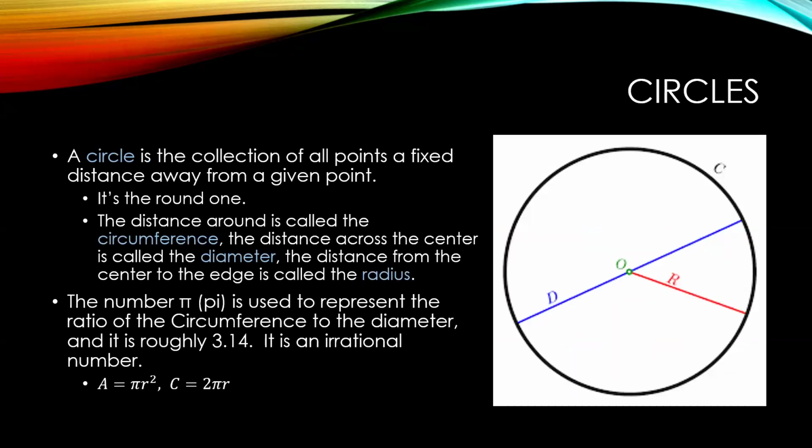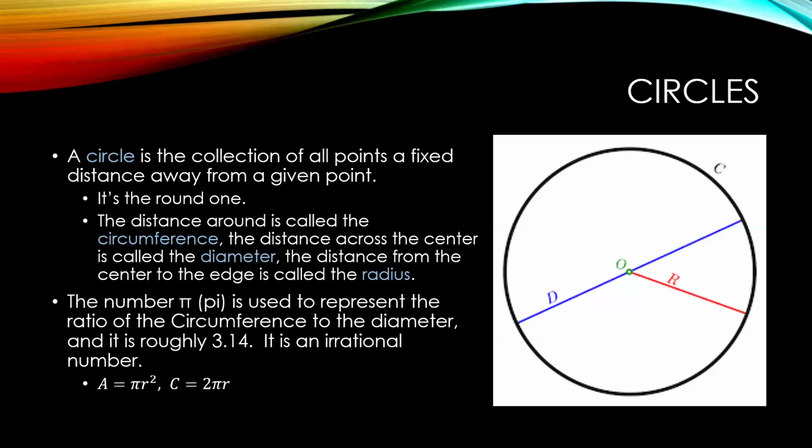Circles are interesting. A circle is the collection of all points a fixed distance away from a given point. If you do not know what a circle is, it's the round one. The distance around is called the circumference. The distance across the center is called the diameter. The distance from the center to the edge is called the radius.